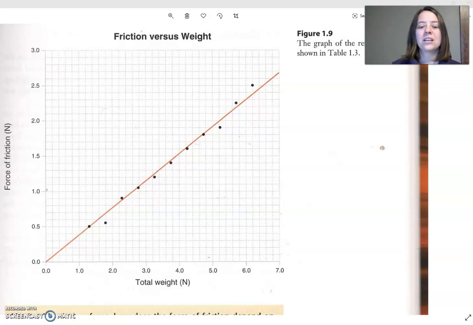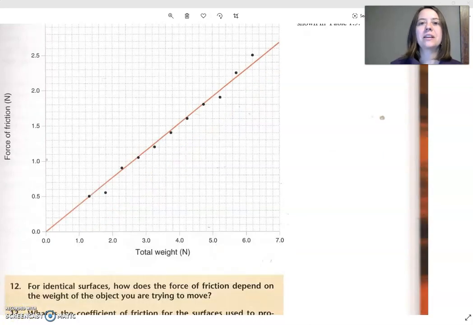So my question is, what is the force of friction if the total weight is 6 newtons? Great, please do one more digital post-it note for this section.